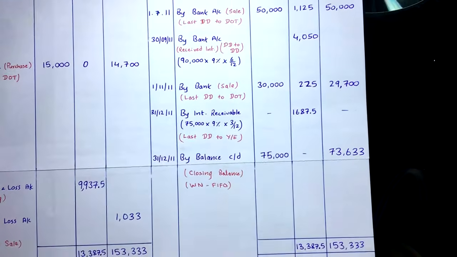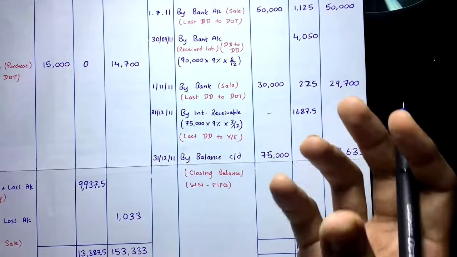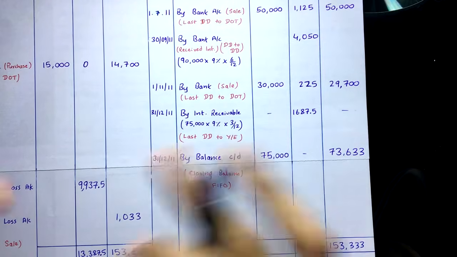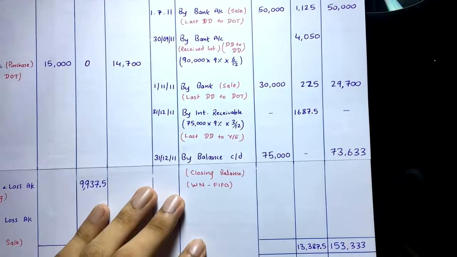First you have to see whether there is any closing stock. If there is any closing stock, you have to value the closing stock. All right. After doing the valuation of closing stock, then only you will be able to close the account. You have to first see whether you have closing stock or not.